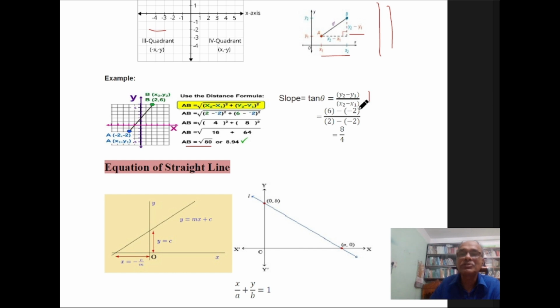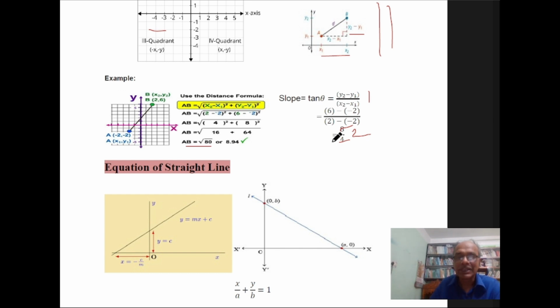Similarly, if we find the slope, it equals y2 minus y1, here you see y2 is 6, y1 is minus 2, and then 2 minus of minus 2. So if you calculate that, that is 8 by 4. So you can calculate that it is equal to 2. So see, this is the slope.